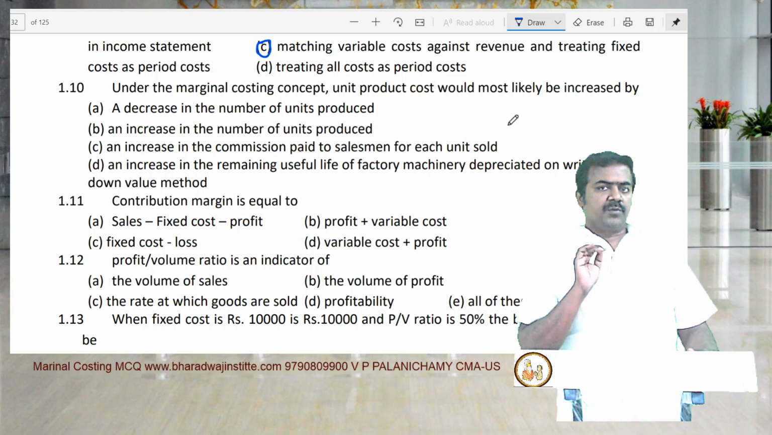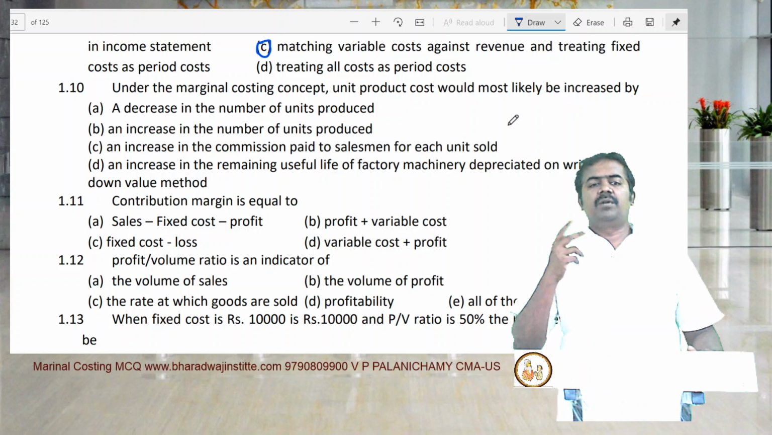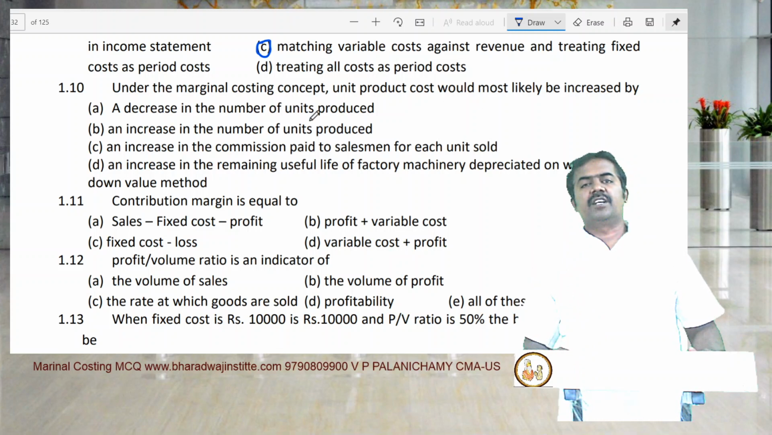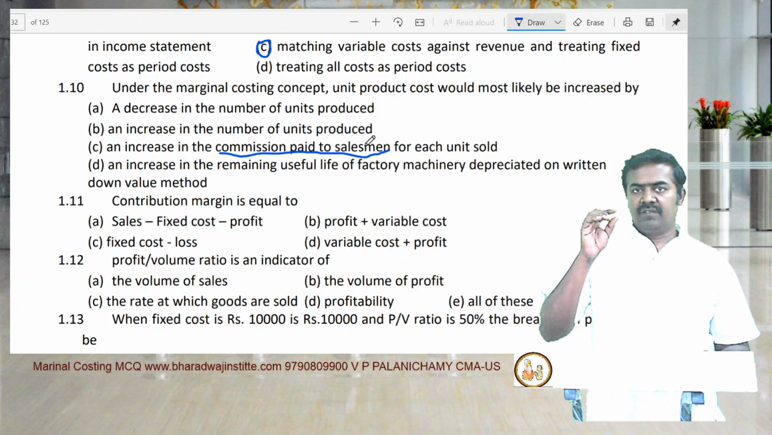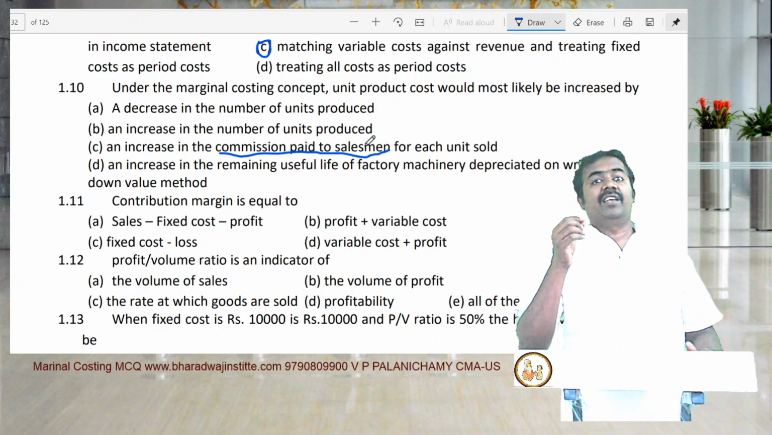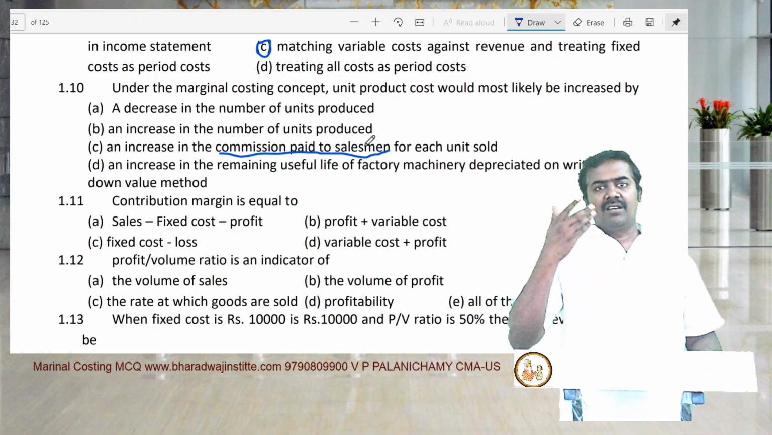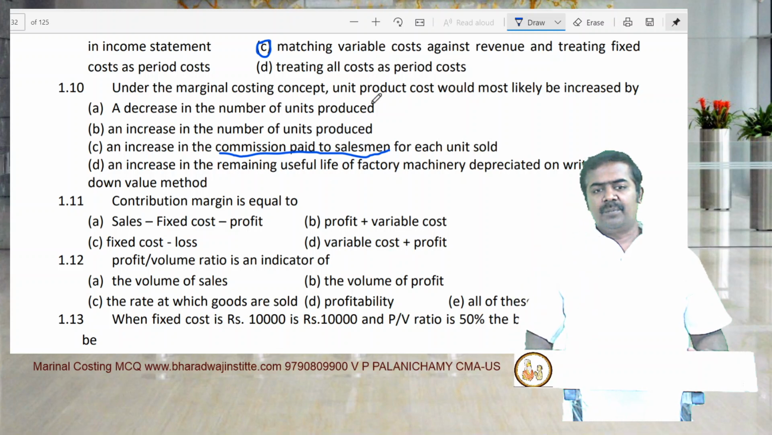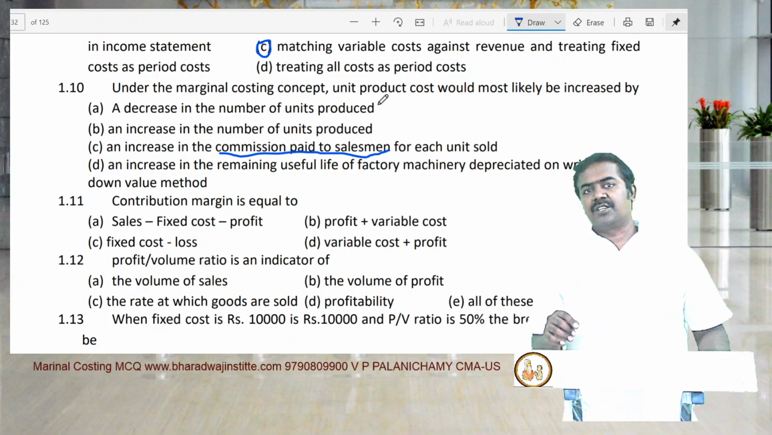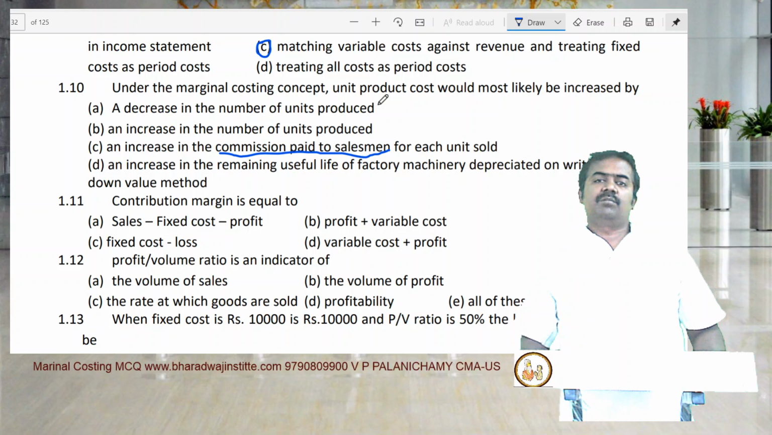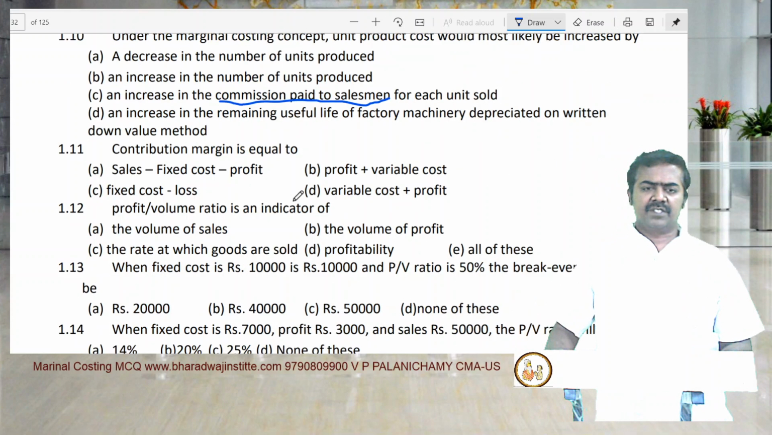Under marginal costing concept, unit product cost will be increased. See, marginal cost means variable cost. When will variable cost change? Not because of change in number of units. Increase in commission. Commission paid to salesman is a variable expense. When you pay more commission, more variable cost per unit will come, marginal cost will go up. When the output changes, only total variable cost will change. Per unit variable cost will change only when more commission is paid. Depreciation is a fixed cost.